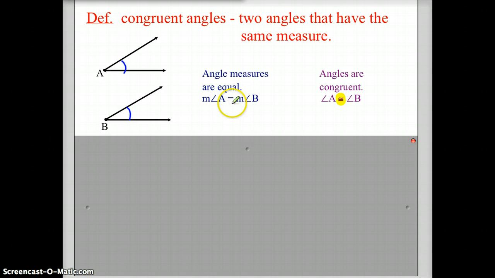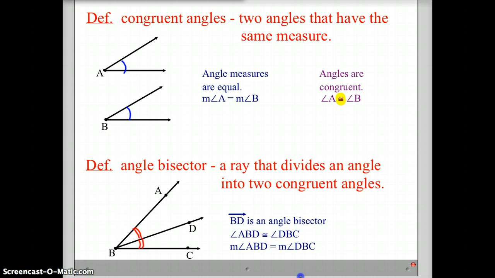You can say that angles have equal measures, but to say they're congruent, you have to use the congruent symbol. Angle bisector. Angle bisector is a ray that divides an angle into two congruent angles. So this line BD is splitting angle ABC in half. So angle ABD is congruent to angle DBC, or their measures are equivalent.